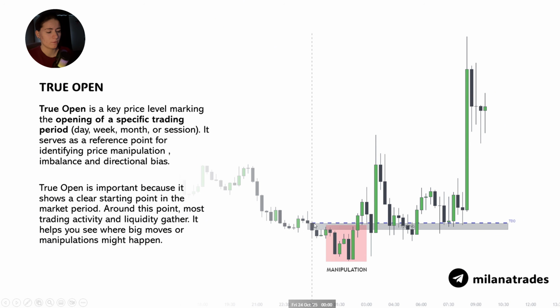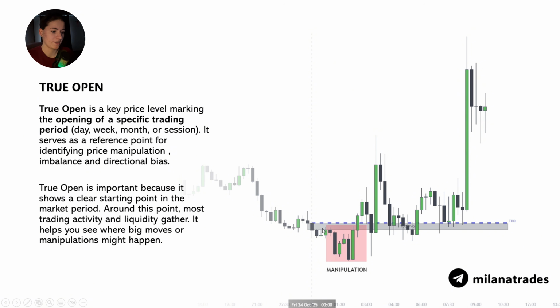So, when we talk about true open, we are talking about the real opening price of a specific trading period. It could be a day, a week, a month, or even a session. Why is it important? Because the true open gives us a clean reference point. Around this price, you will usually see a lot of activity and a lot of liquidity. That's where big players position themselves or start creating traps.